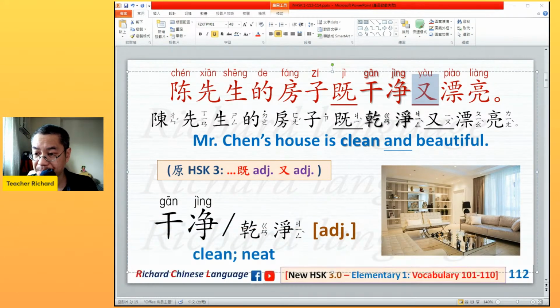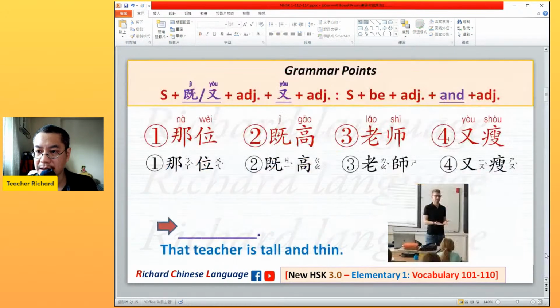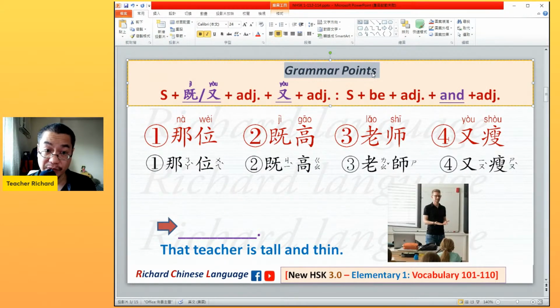Hello, Nava. So now let's practice more about 既 and 又. This grammar point is very important for HSK1 learners because we almost use it every day. The way to use it is subject plus 既 adjective and 又 adjective. So that's the way we use it.